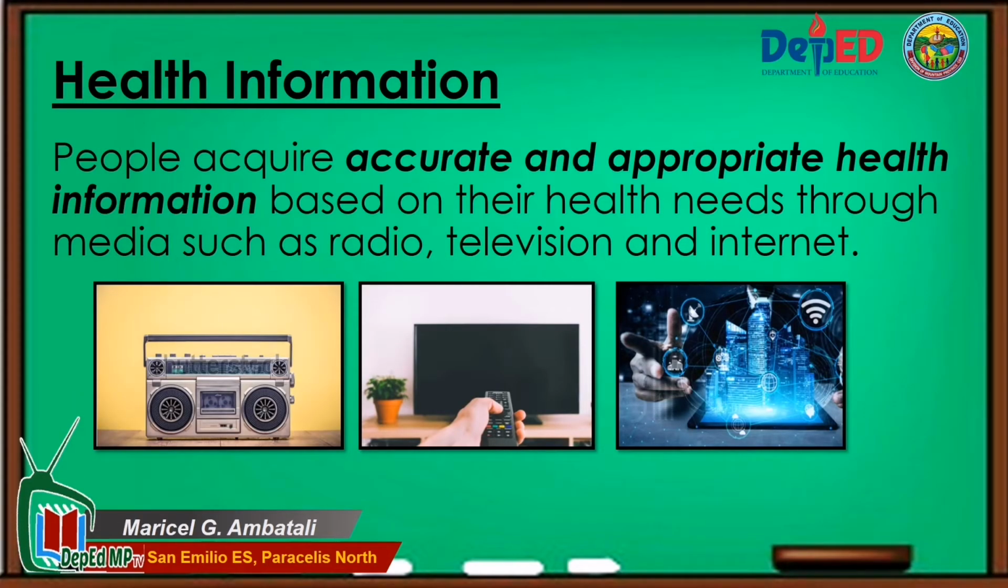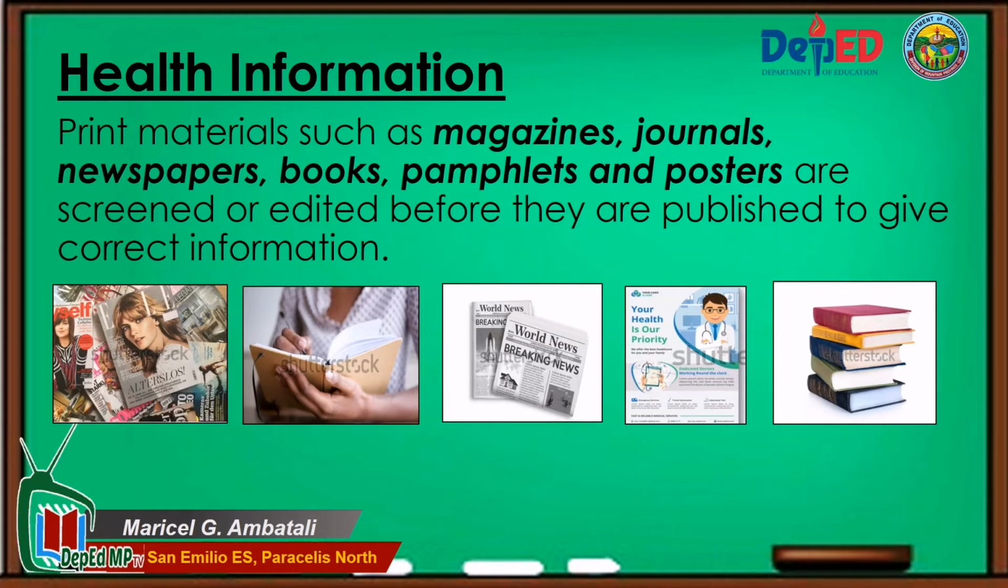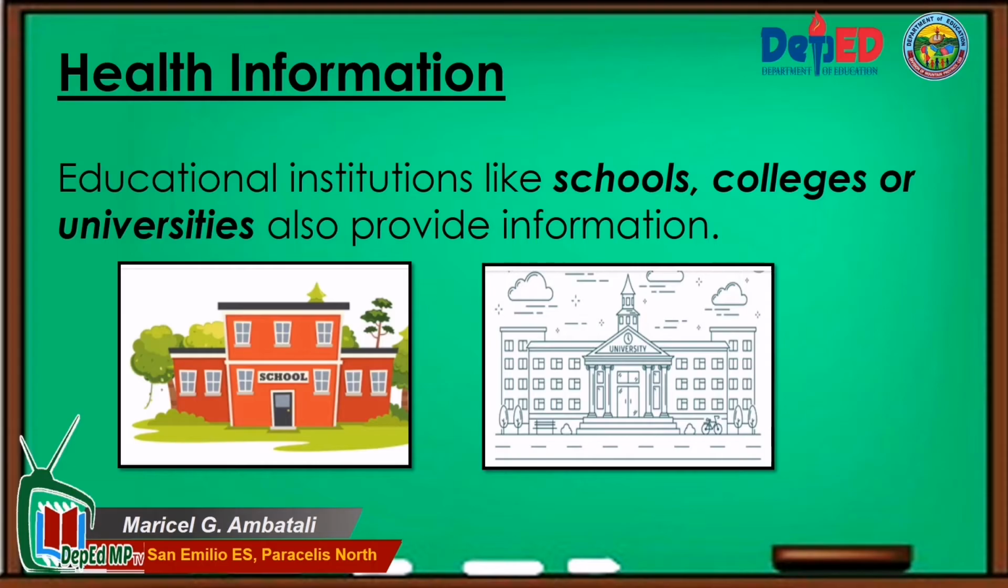First is health information. People acquire accurate and appropriate health information based on their health needs through media such as radio, television, and internet. Print materials such as magazines, journals, newspapers, books, pamphlets, and posters are screened or edited before they are published to give correct information. Educational institutions like schools, colleges, or universities also provide information.